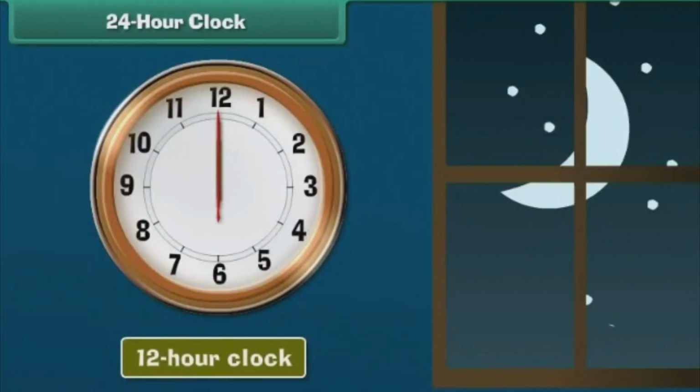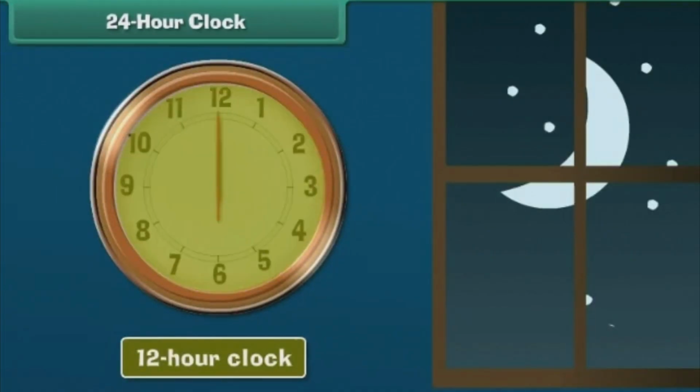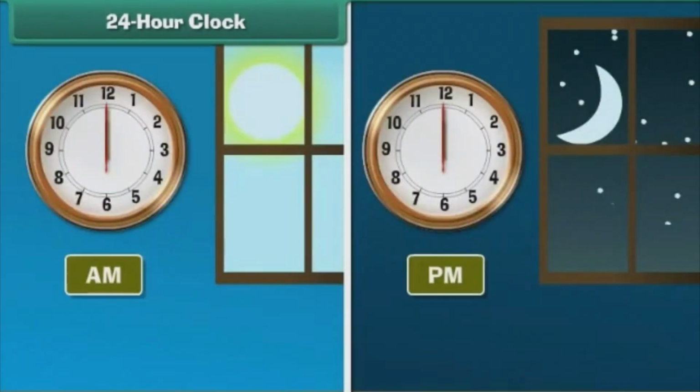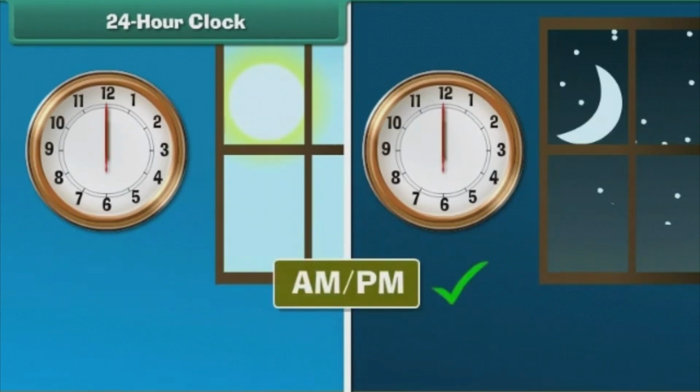Comparison with 12-hour clock. This is a 12-hour clock. It divides a 24-hour day into two equal halves made up of 12 hours each. The first half of the day stretches from 12 midnight to 12 noon, and the hours are indicated by AM. The second half of the day stretches from 12 noon to 12 midnight, and the hours are indicated by PM.